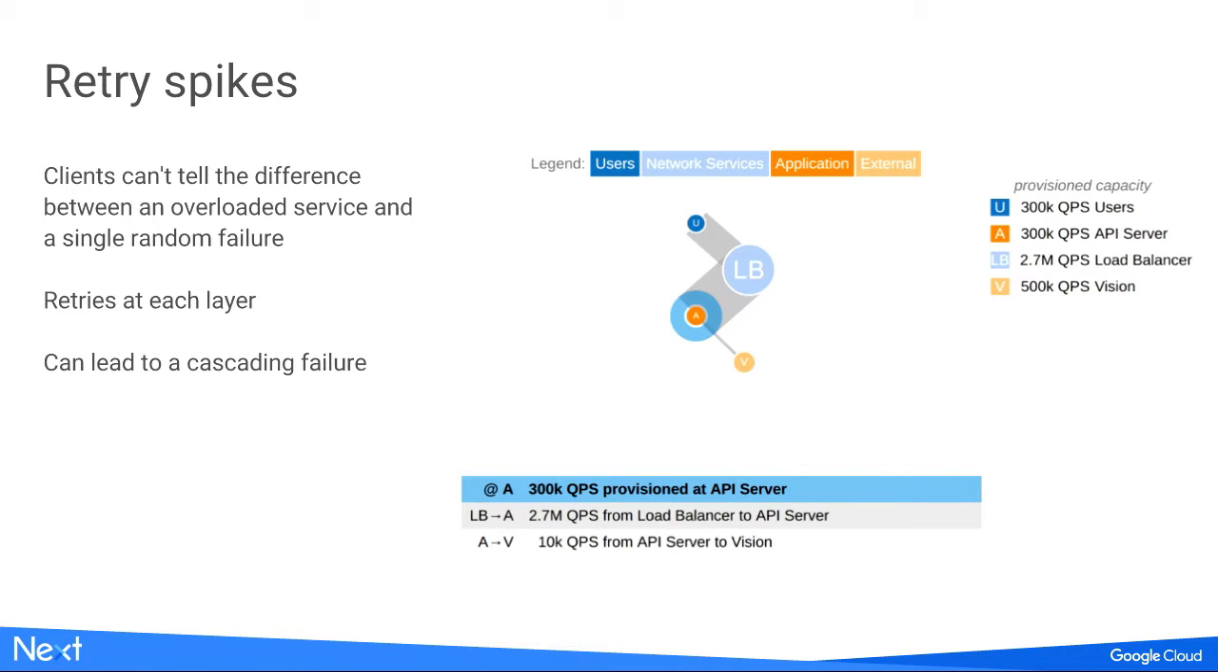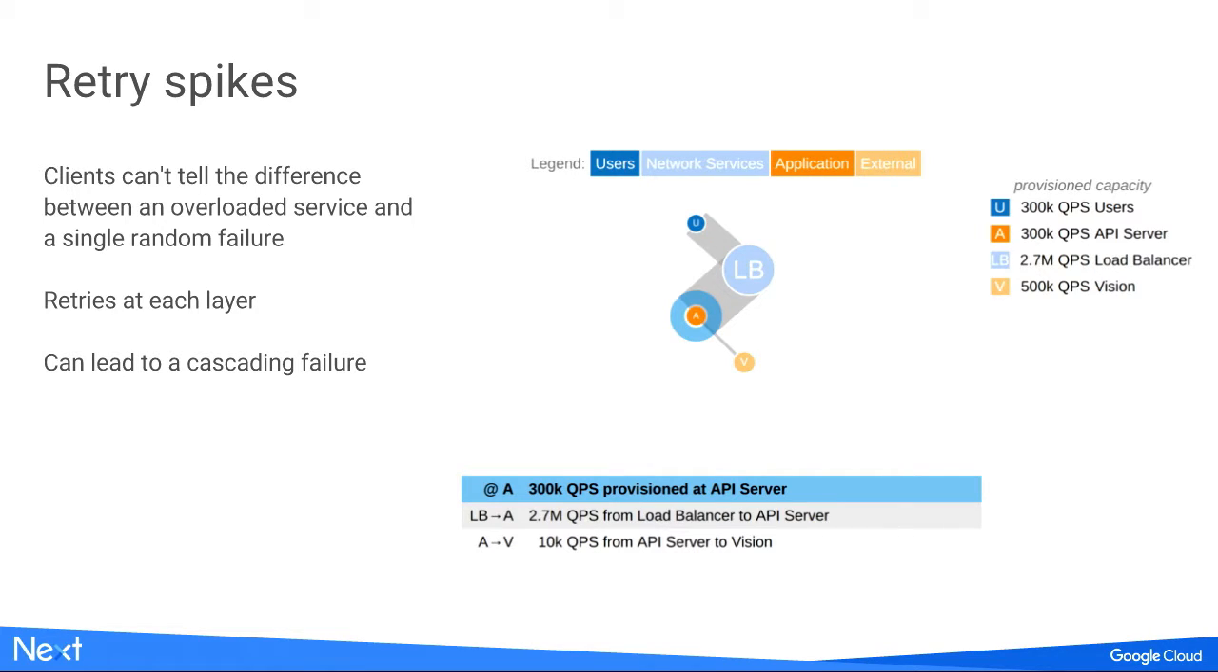I've just illustrated here 300,000 QPS provisioned at the API server, and the users turns into 2.7 million after it gets compounded 3 times by the client, and then the load balancer is retrying again. And you can imagine what happens if you put caching layers and stuff in between here, right? It can get out of hand really fast.